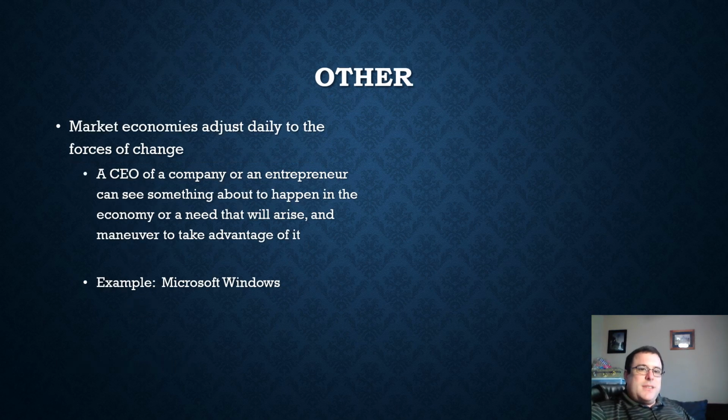And then some other things is, and this is really what separates a market economy from a command economy, like the Soviet Union or North Korea or Venezuela. Market economies adjust daily to the forces of change. Nothing is ever stagnant. That's just a truism in the economy. That's a truism in life. Nothing is ever the same. Things are always going to change. A CEO of a company or an entrepreneur that sees something, they can adapt, they can adjust faster than any government.